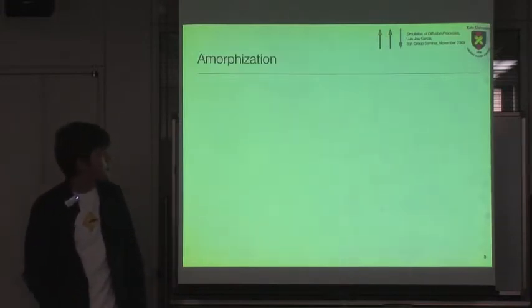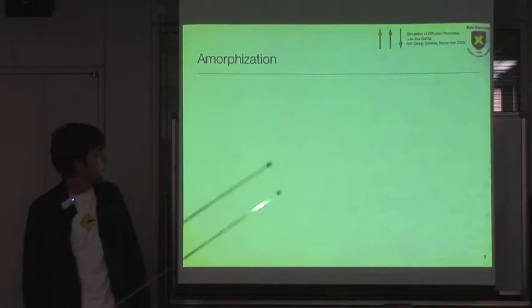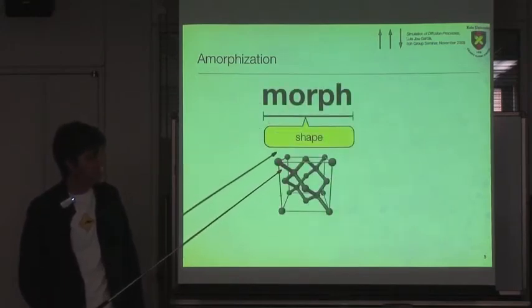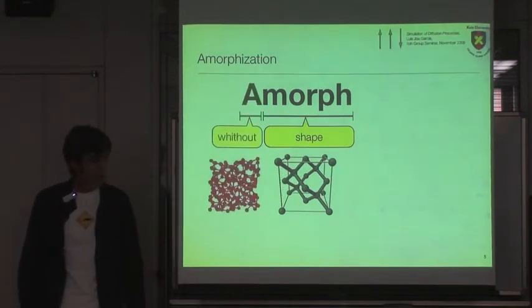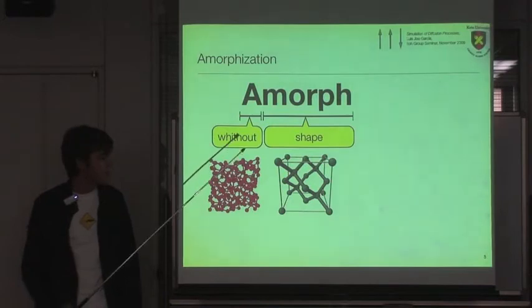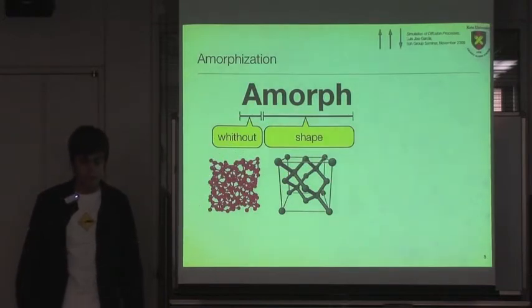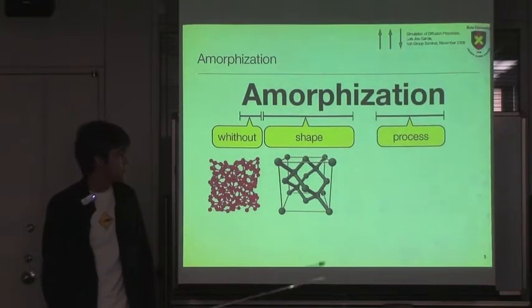What is amorphization? The word amorphization tells us everything. Morph means shape. So this is the diamond lattice. A means without. So when we lose the shape, we have amorphous material. And ation is just process.